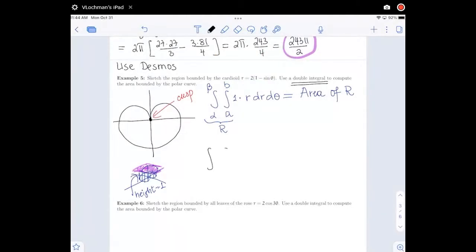I'm going to integrate 1 r dr d theta. Now I have to be careful. Because of that cusp, I'm going to go from negative pi over 2 to pi over 2. So I'm only going to cover half of this. And over here, I can't do integration and differentiation. There is a problematic spot, so we can't do that.